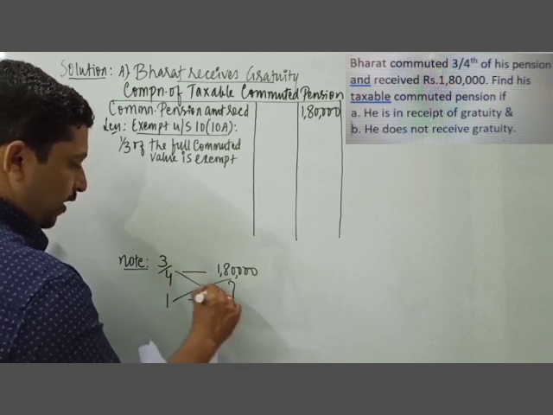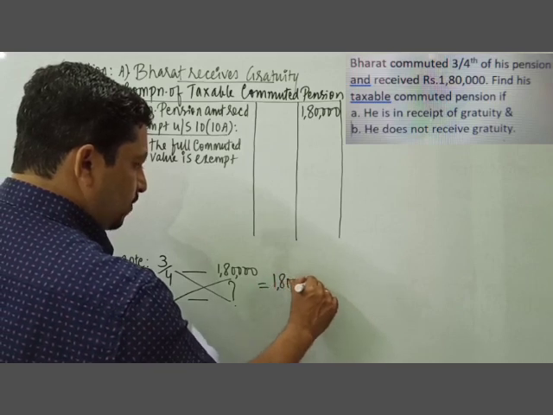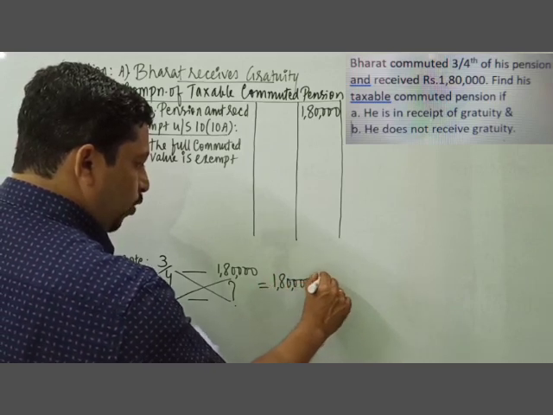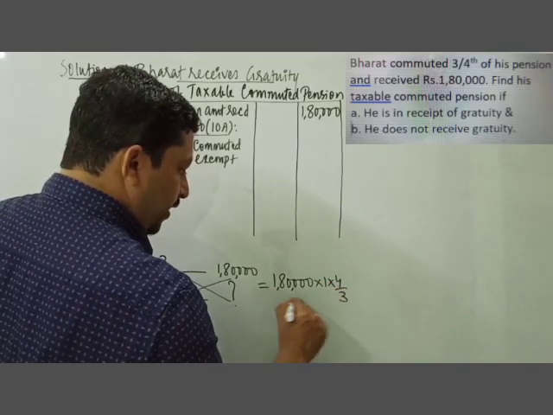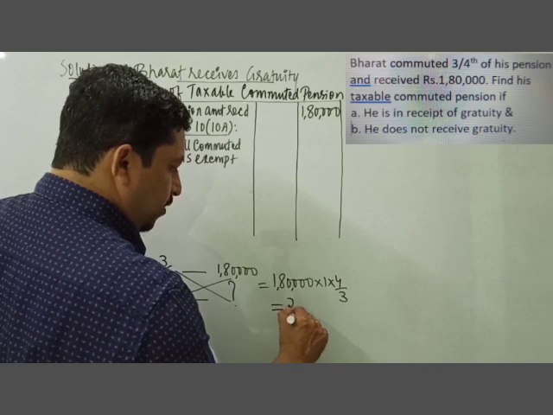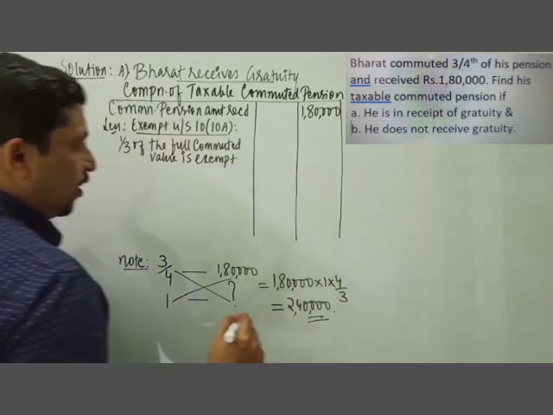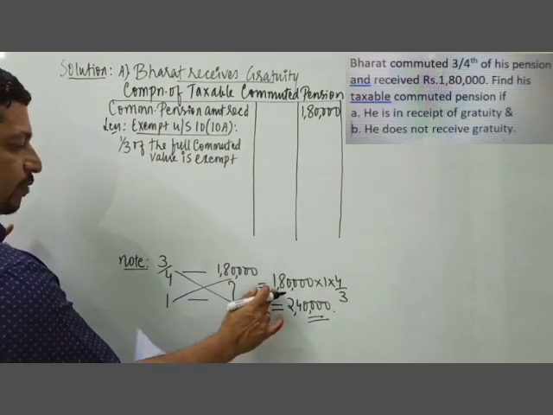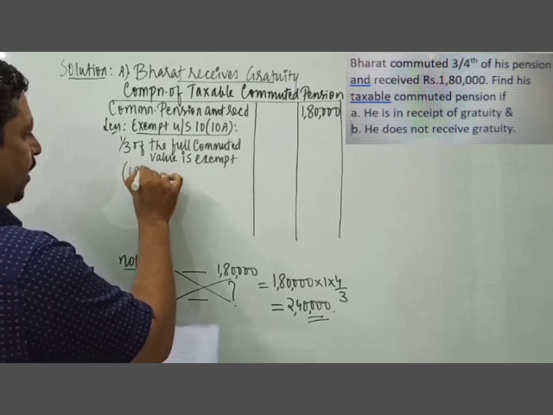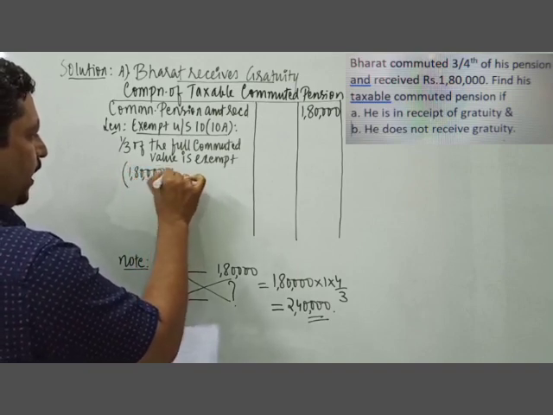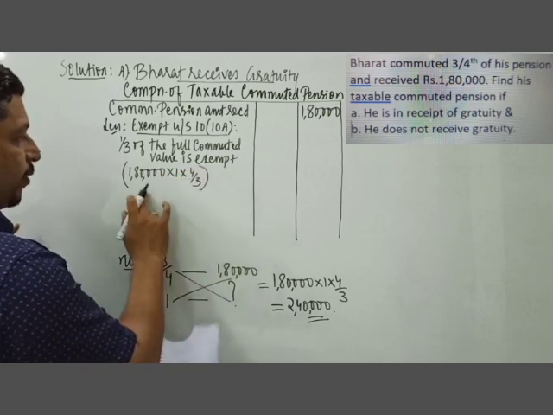So I cross multiply, and I get 1,80,000 into 1 divided by 3/4. Dividing by 3/4 is the same as multiplying by 4/3. When I calculate that, I get 2,40,000. So 2,40,000 is the full commuted value. I record the same thing, the entire fraction, here: 1,80,000 into 1 into 4/3. This is the full commuted value.